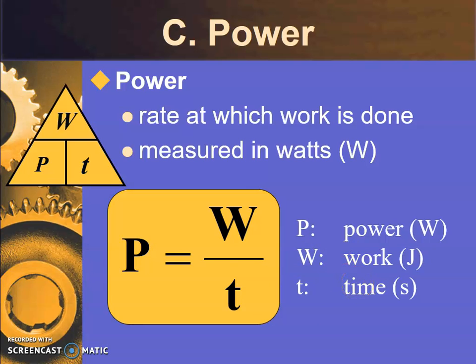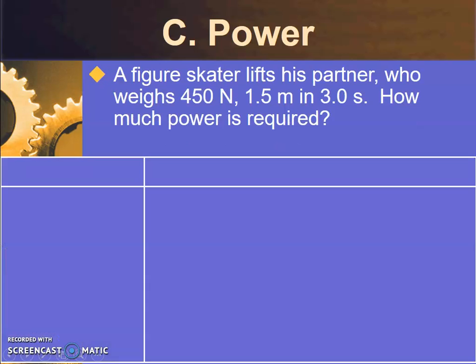W is work in joules, so that is the same. That is what we're used to seeing. And then just like it always has, the T stands for time and will be measured in seconds. So the W and the T we're very familiar with. It's the capital P for power measured in watts. That is new. Okay, so let's take a look at an example problem.